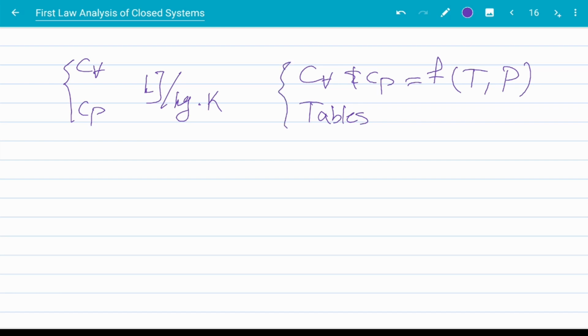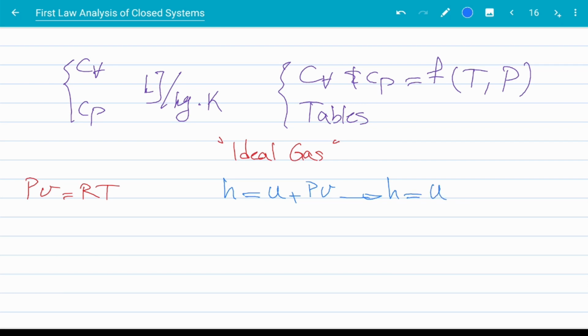Okay. But what happens if we are dealing with ideal gases? So for ideal gases, we have this equation: pressure times specific volume is gas constant times temperature, right? We also have the equation that enthalpy is internal energy plus P times specific volume, right? If I plug in the ideal gas equation here, I get enthalpy of an ideal gas is internal energy of the ideal gas plus gas constant times temperature.